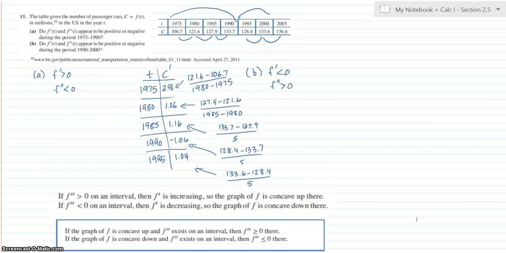So you might be thinking that we're going the other way around from what I wrote above. But if you look at the last statement in the book, you can go the other way around. This can be an if and only if, as long as f double prime exists. If f is concave up, then the derivative is positive, as long as f double prime exists.